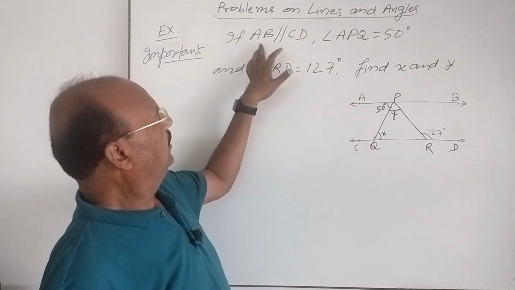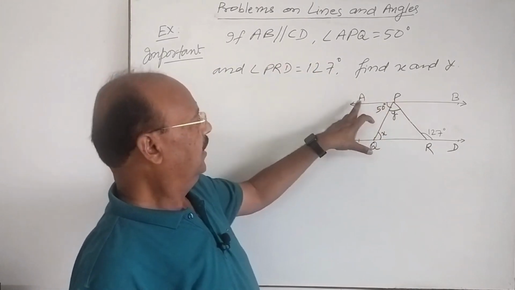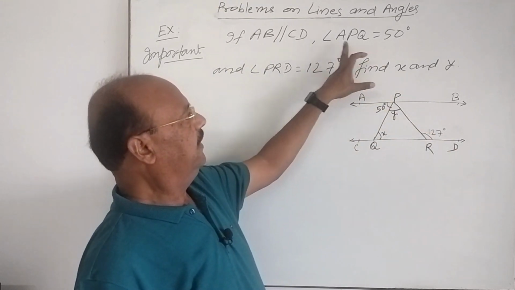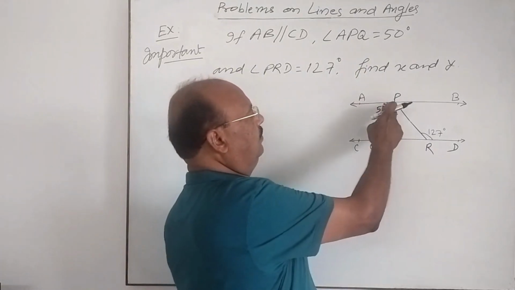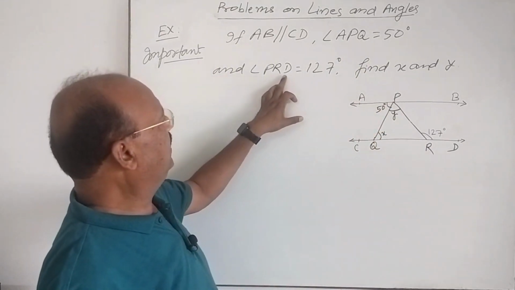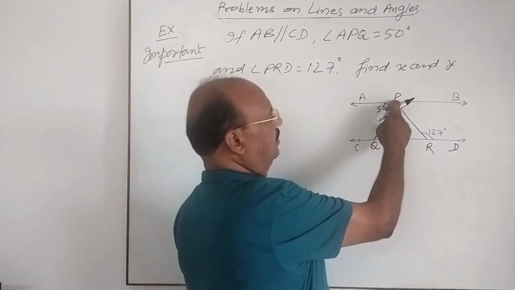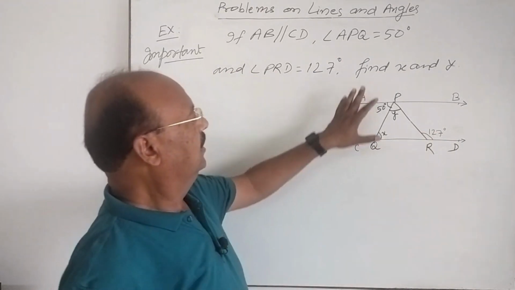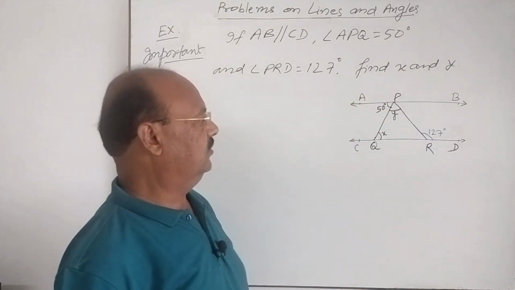Your question is, if AB is parallel to CD, you look at the figure, AB is parallel to CD and angle APQ is 50 degrees. This angle APQ is 50 degrees, and angle PRD is 127 degrees. This angle PRD, this angle R is 127 degrees. Then we have to find the values of x and y.